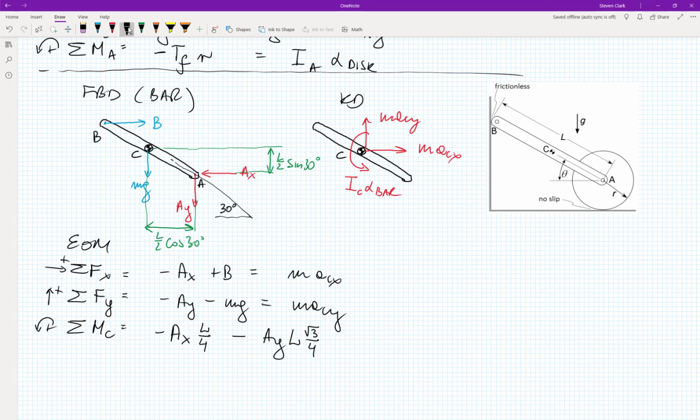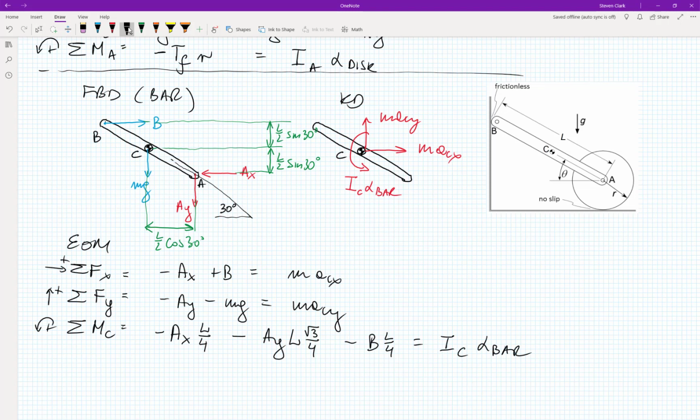And the last force is B. And B, the arm there is here. This is the arm. And it's the same as the previous one. I'll have sine 30 degrees. So this will be L divided by 4. And positive or negative? Negative again. Okay, that's all. And this is equal to IC alpha bar.